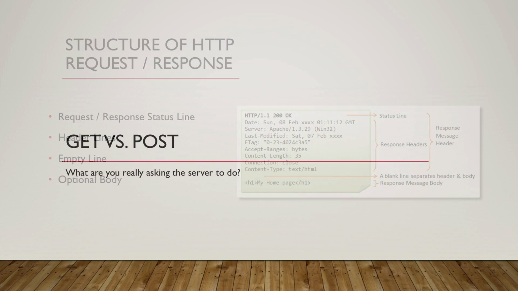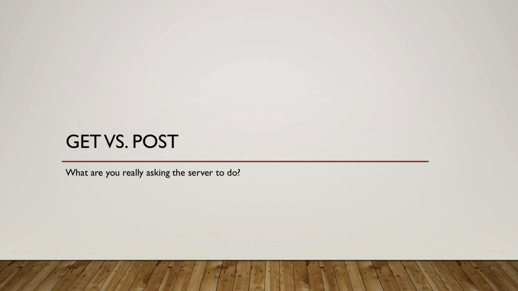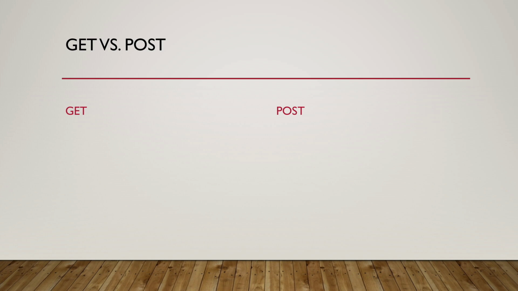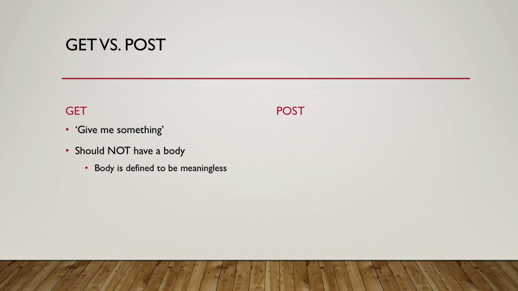Now, let's delve in a little bit deeper to the two most common things, get versus post. We're going to be examining both of these in detail, and I want to make sure that you understand sort of subtly what the difference is between them. This is important. So, get itself is a verb, it's a command. It says, give me something, and we're going to tell it what the something is we want. We identify that with the URL. The server when we send a get to it, it should not have a body to it.